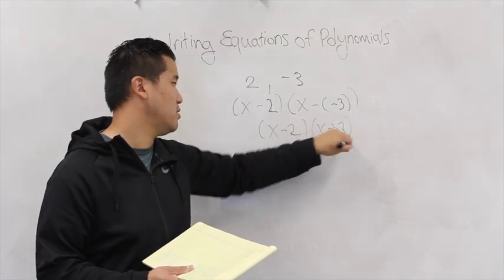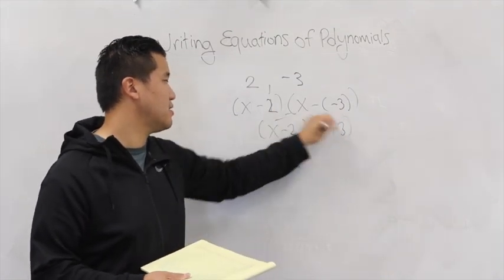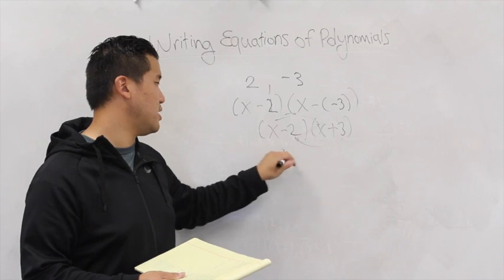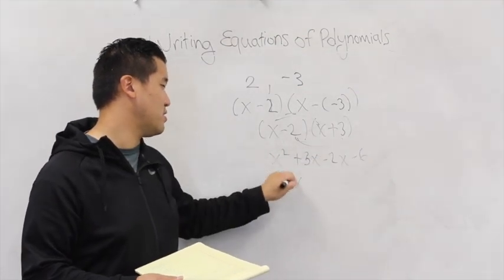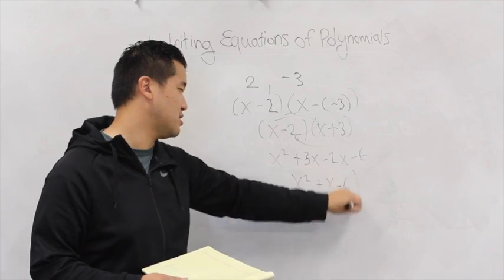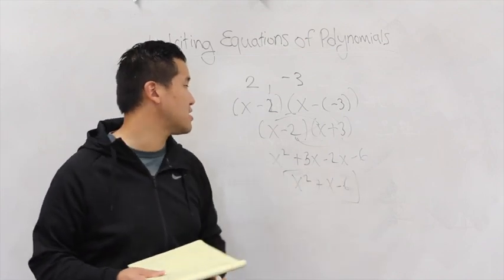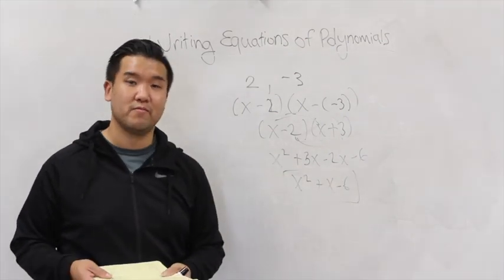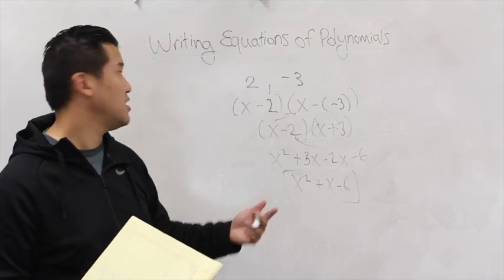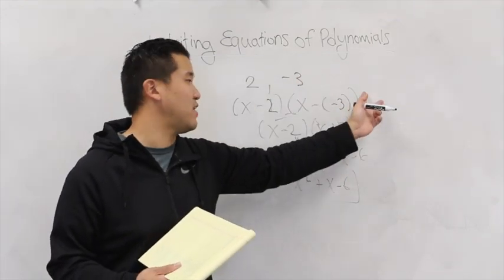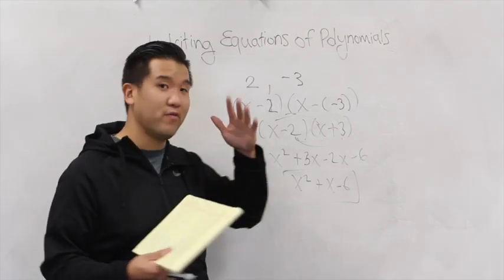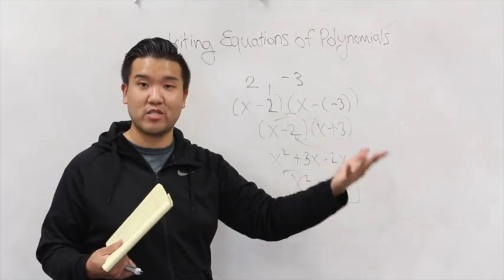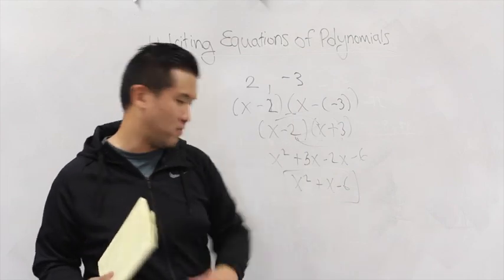We FOIL that, so you have x squared plus 3x minus 2x minus 6, which is x squared plus x minus 6. This equation will give you x-intercepts at 2 and -3. So we're doing the same concept. If I give you another one, then we'll just have another factor, and then we'll just keep FOILing over and over again. So we need to practice going from x-intercepts to factor form.